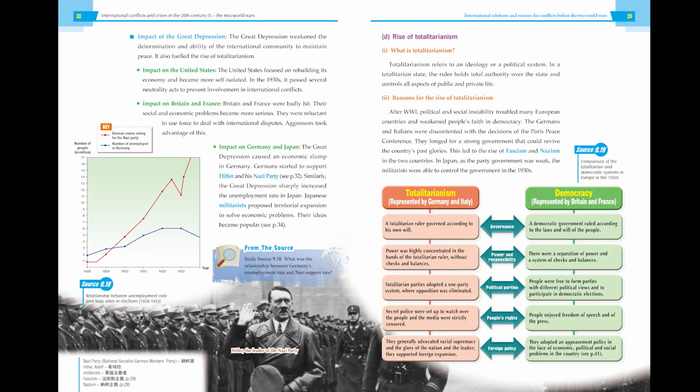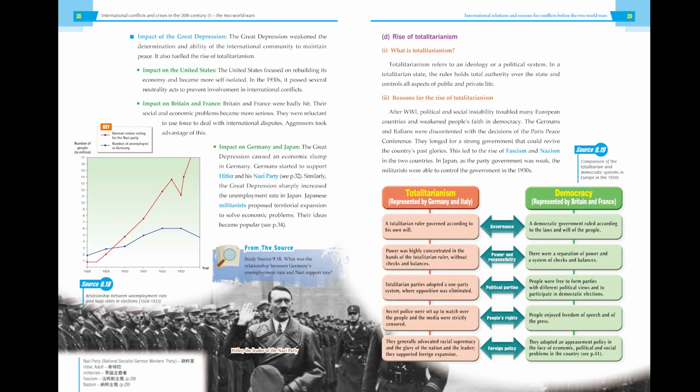Look at the source 9.19. Comparison of the totalitarian and democratic systems in Europe in the 1930s. Difference in governance. A totalitarian ruler governed according to his own will. A democratic government ruled according to the laws and will of the people. Power and responsibility. Power was highly concentrated in the hands of the totalitarian ruler, without checks and balances. In democracy, there were a separation of power and a system of checks and balances.